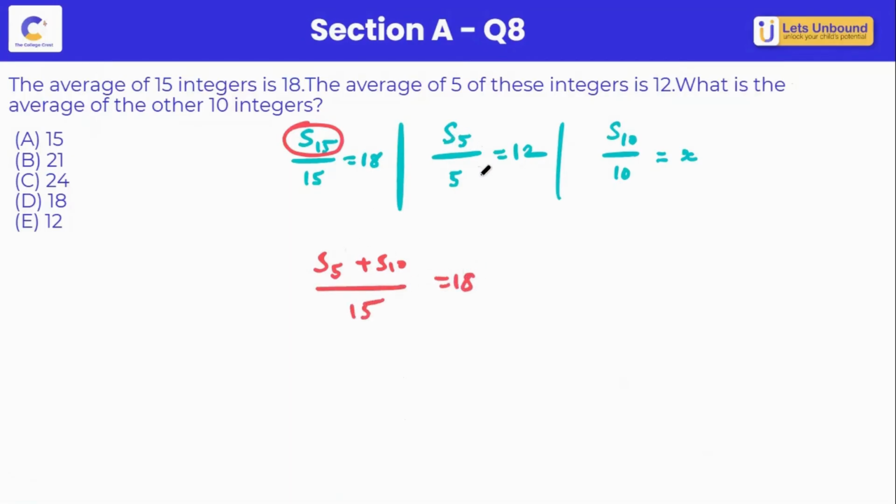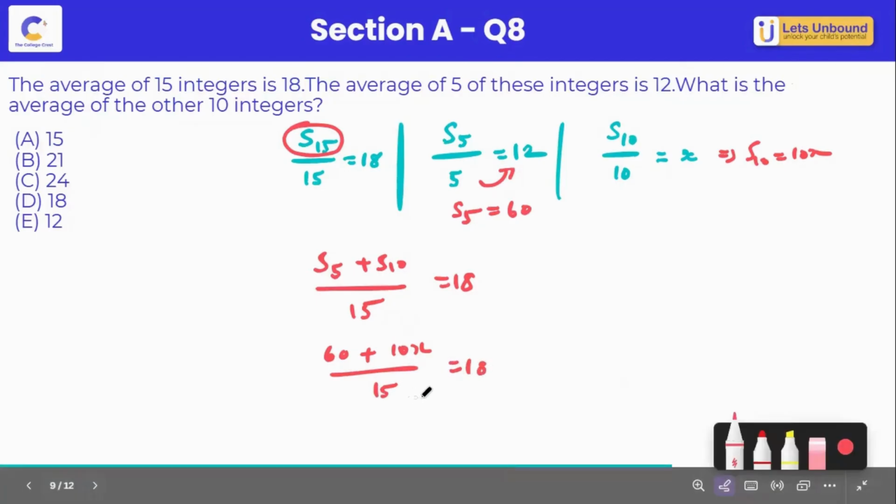How can I find S5 from this? S5 is 12 times 5, 60. So in place of S5, I can put 60. How will you find S10? It's just 10x, divided by 15, equal to 18. So now you multiply and simplify 60, or you can do so like if you like you can simplify here itself because it's possible.